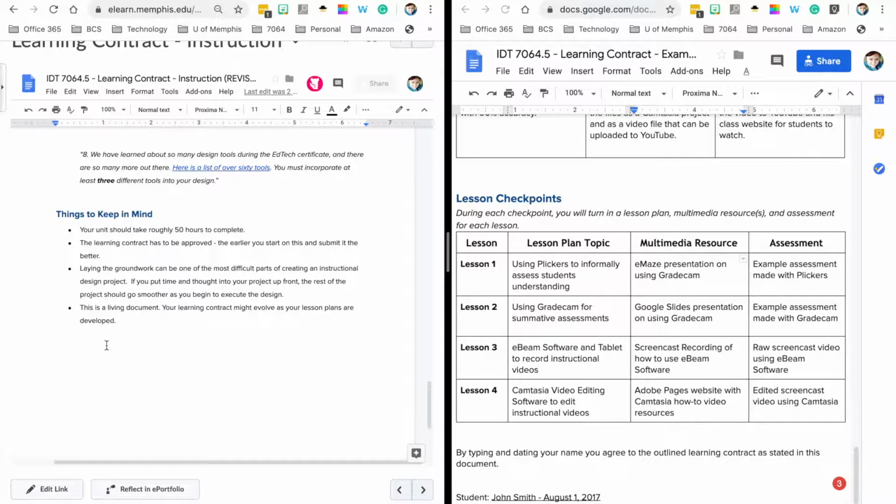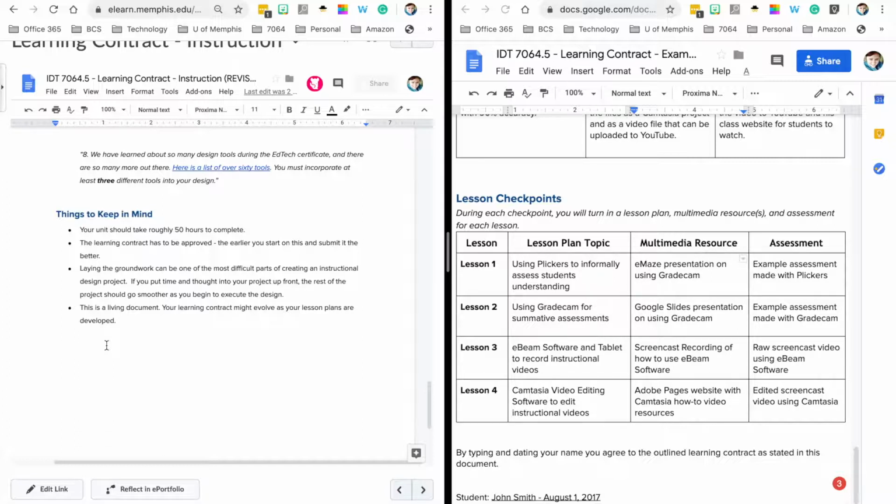The learning contract has to be approved, so I have to review it. I have to agree that these are the things you're going to do. I might give you some suggestions. I'm going to make sure that your learning objectives and your assessments are aligned to each other. I might suggest a different multimedia resource that I think would go really well with the lesson. While those things are suggestions, some of them will need to be updated in your learning contract.